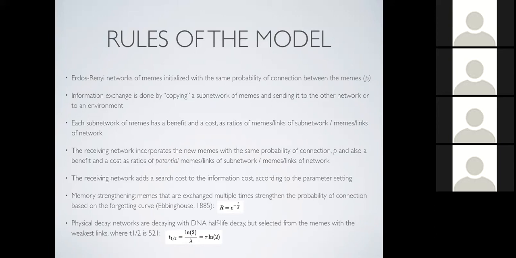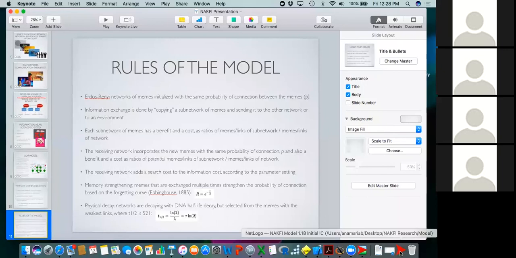And then we have the memory strengthening idea, which is modeled from neuroscience, the forgetting curve, which was discovered by Ebbinghaus all the way back in 1885, and it still stands as a good rule for forgetting in neuroscience. It's very similar to a power law distribution, where you progressively start to forget more and more of what you don't use. And then there is a physical decay, which in this model I used as DNA half-life decay, where the memes with the weakest links are being selected and discarded. And I want to actually give a demo of the model instead of just talking over it.